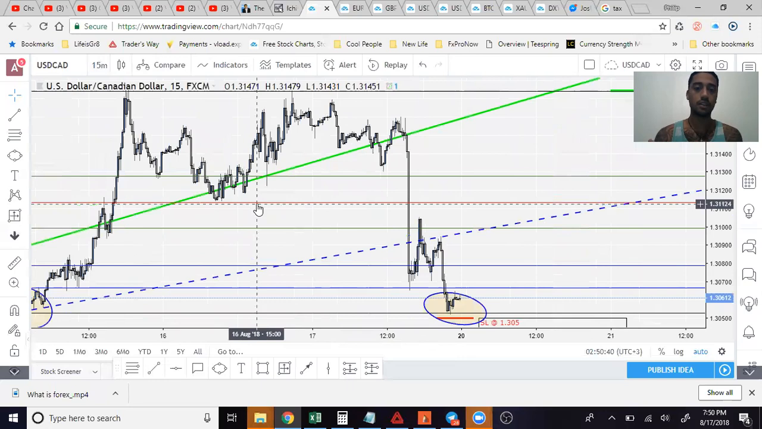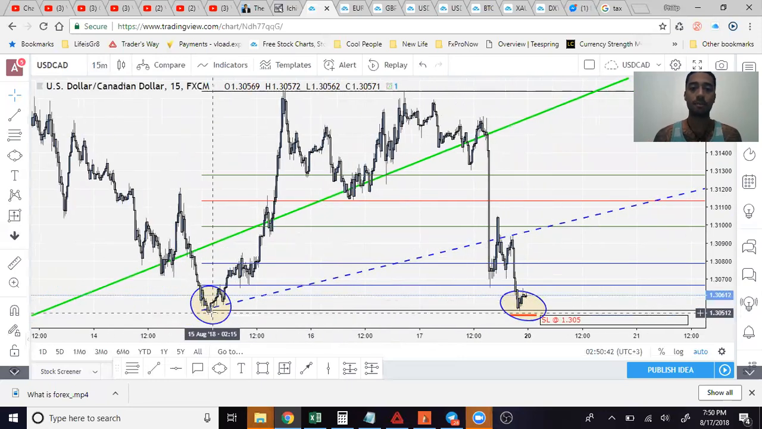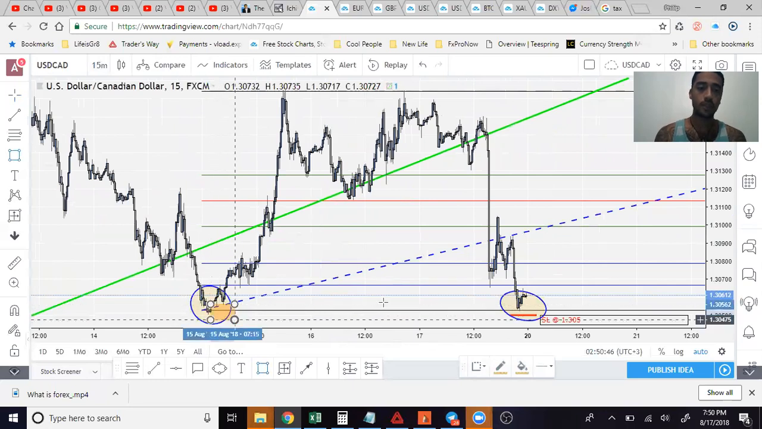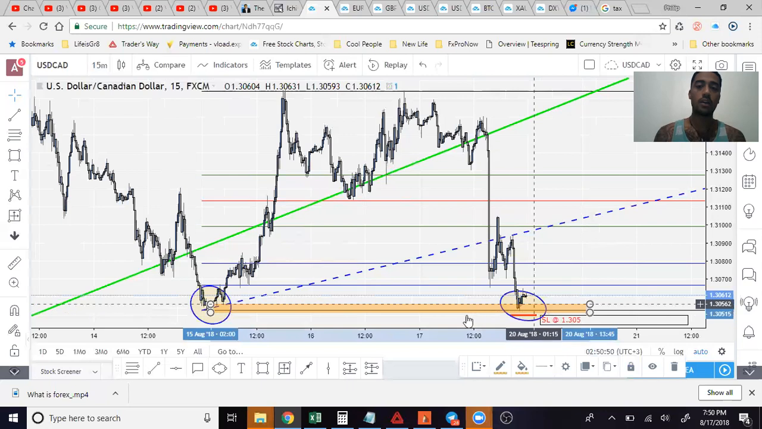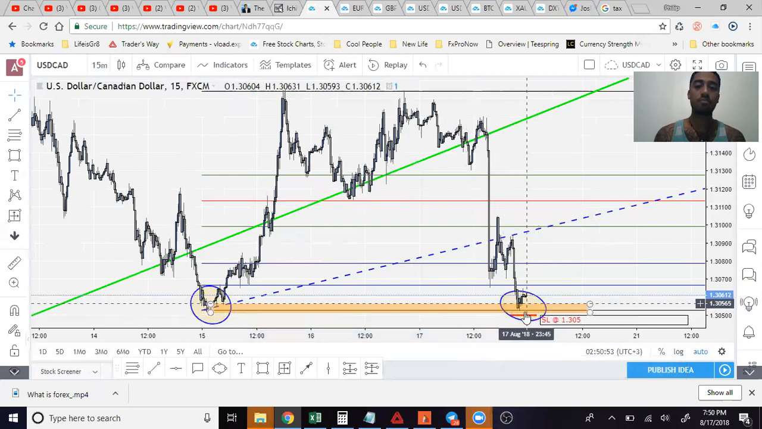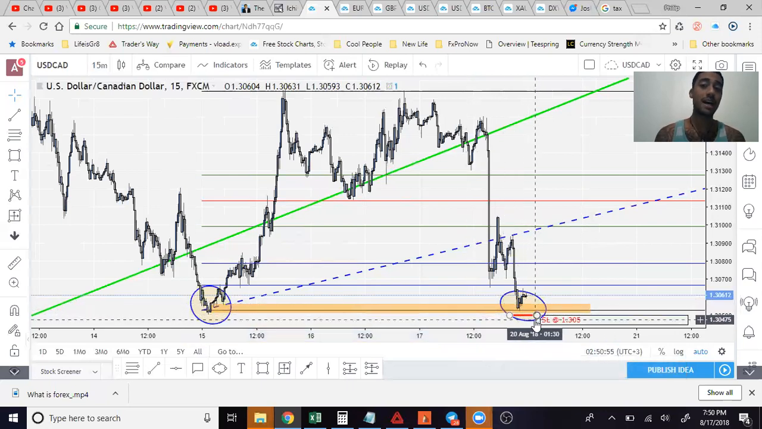Let's go to the 15, right? We saw price literally stop right there. Okay, now if I was to draw a supply and demand zone for that area, right? If price breaks through that supply and demand zone, closes past it, let's say on the 30-minute, not really on the 15, but on the 30-minute, then I'll kind of consider getting out.